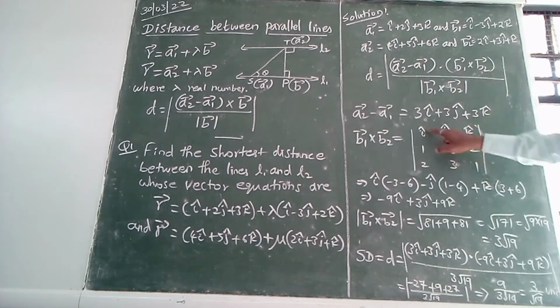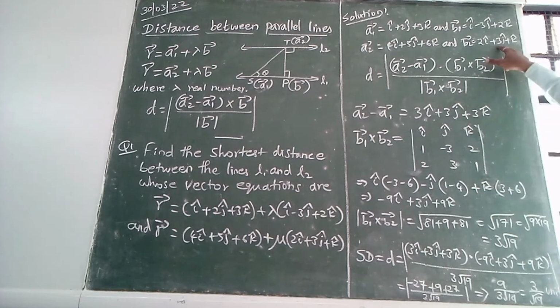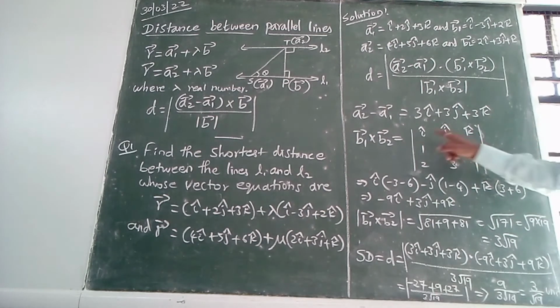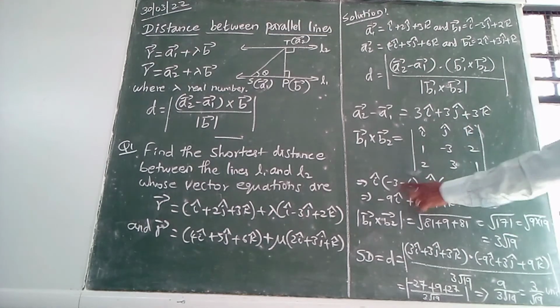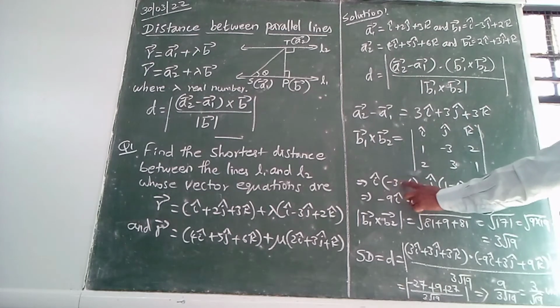2 stands for i coefficient, 3 for j coefficient, 1 for k coefficient. So now expanding the matrix, expanding i times, eliminating first row and first column: 3 minus 3 into 1 minus 3, then 2 into 3 is 6. According to the formula here, negation you have. So minus 3 minus 6.